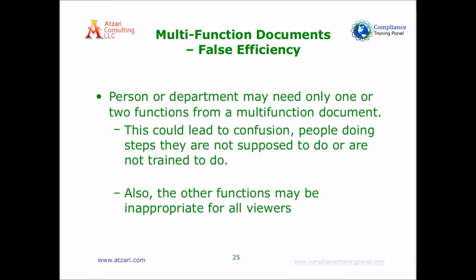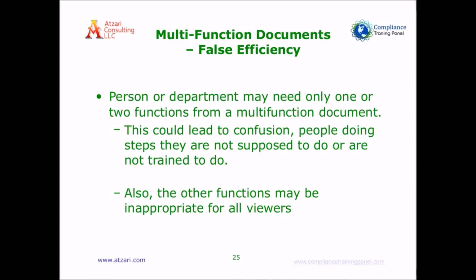Also, a person or department may only need one or two functions from a multifunction document. For example, if you put the maintenance instructions on an assembly instruction, the maintenance department only needs to look at that part. They don't need to make product. And this could lead to confusion because they may be doing stuff that they're not trained to do. You certainly don't want an untrained operator overhauling a machine, and you probably don't want a maintenance mechanic trying to make catheters. You need people that are properly trained. So when you mix up this information, you run that risk.